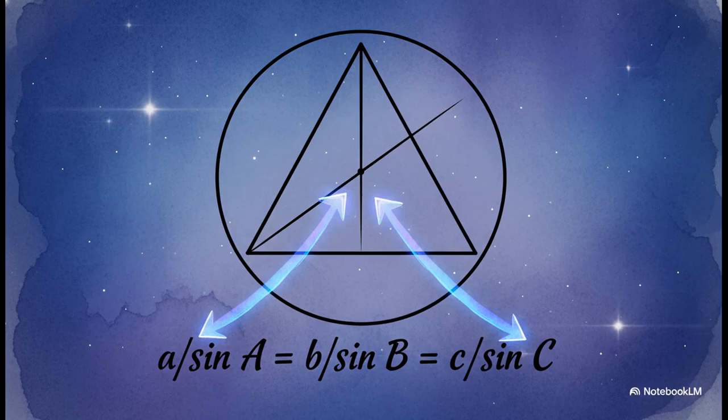Now here's a little whoa moment for you, something that shows just how cool this formula is. It turns out that the ratio we talked about, A over sine A, B over sine B, they're all equal to the exact same thing. And that thing is the diameter of the circle that you could draw perfectly around the triangle, hitting all three corners. It's this beautiful hidden piece of geometry.